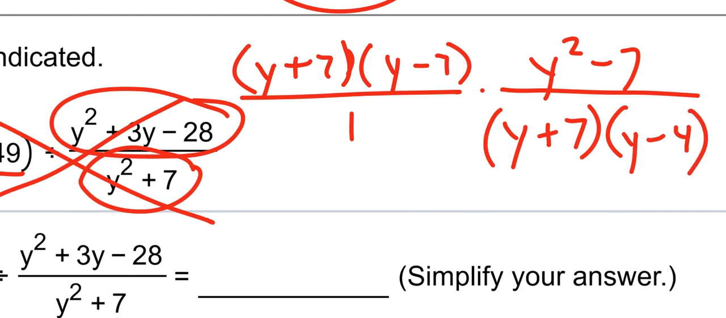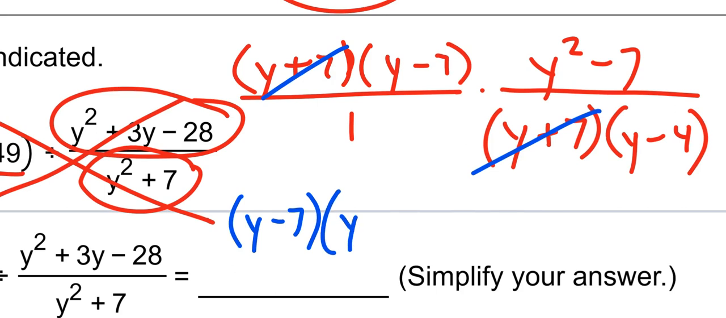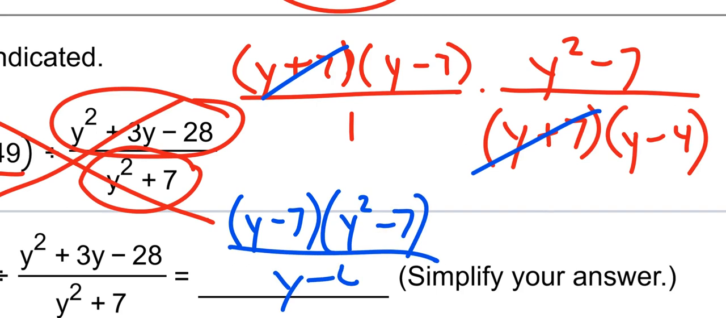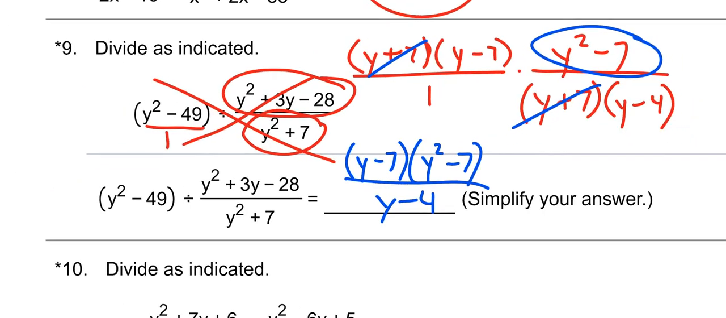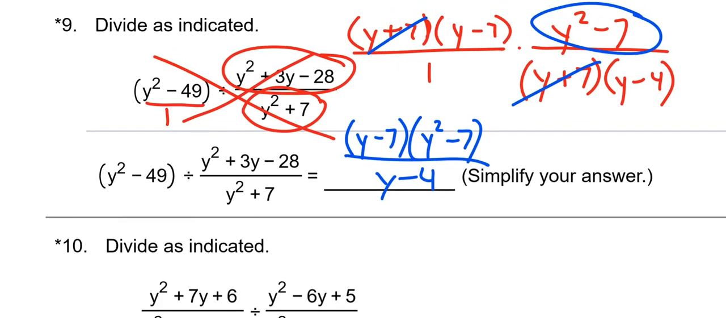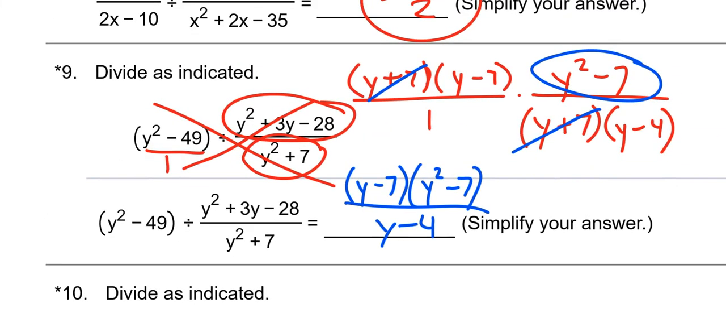Okay, so now it's one giant fraction. We can cancel things out. We got a y plus 7 and a y plus 7. So my final answer is y minus 7 times y squared minus 7, because nothing cancels out there, over y minus 4. Now, I didn't think any of you would really get that, because this thing is not factorable, that's just an evil, cruel trick that's been thrown in there. So I wouldn't do that one. We're not going to have that one on a test or quiz.